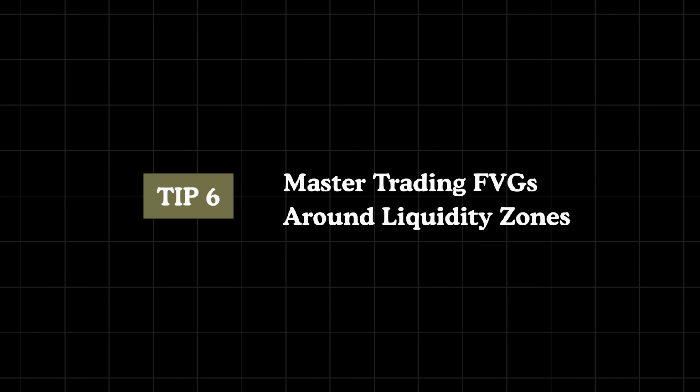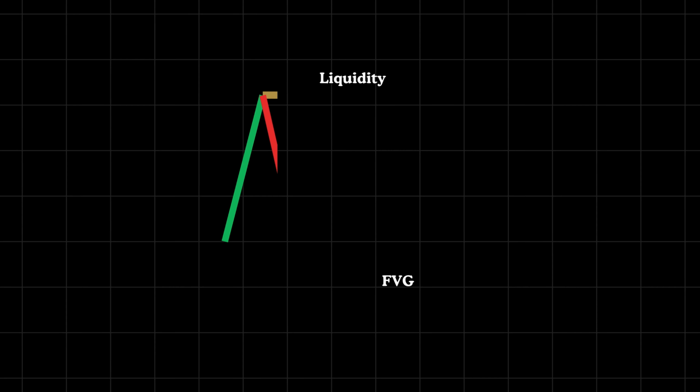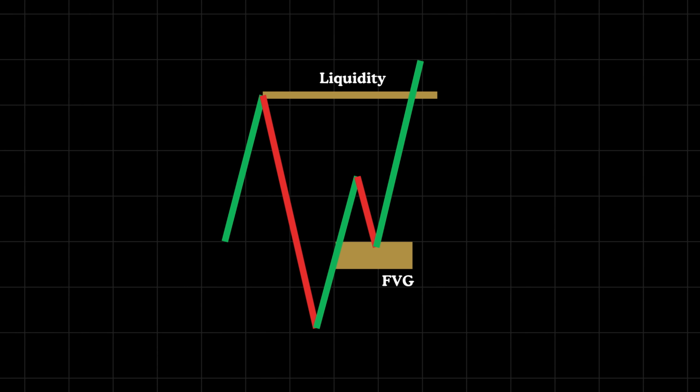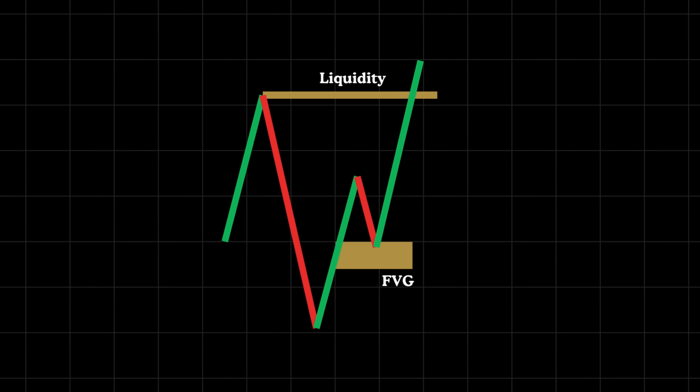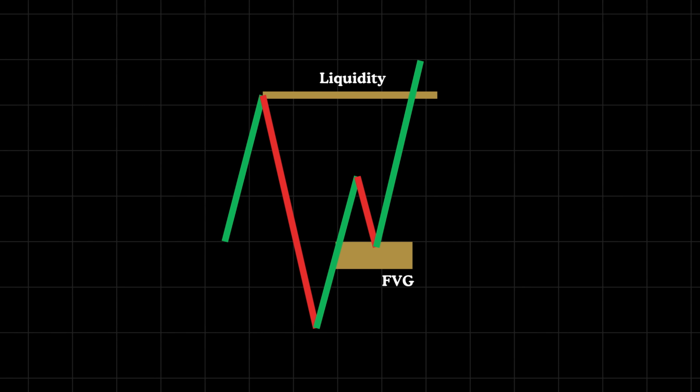Tip number 6. Master trading FVGs around liquidity zones. These are the highest probability setups. To trade fair value gaps, FVGs, like a pro, you've got to understand how they behave around liquidity areas, because this is where some of the strongest and cleanest setups can be found.